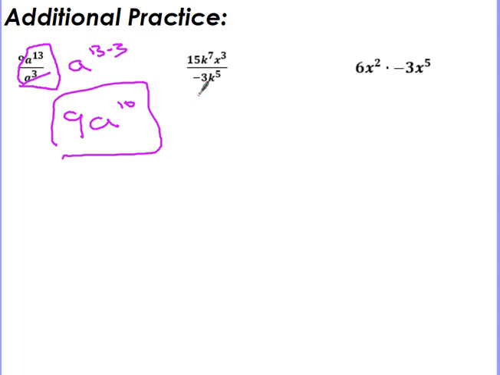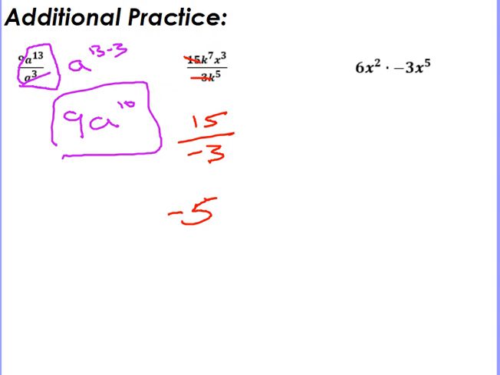For the second one here, I have 15 over negative 3. Well, if I were looking at just 15 over negative 3, 15 divided by 3 is 5. Positive divided by negative is a negative 5. So I've done my work with the 15 and the negative 3, because we can actually do that division and simplify that fraction if it was on its own.